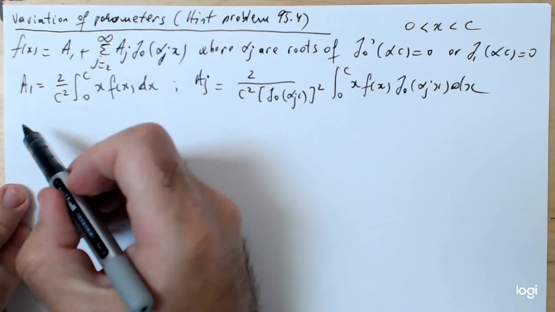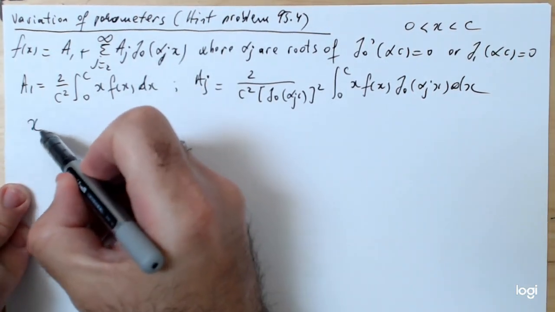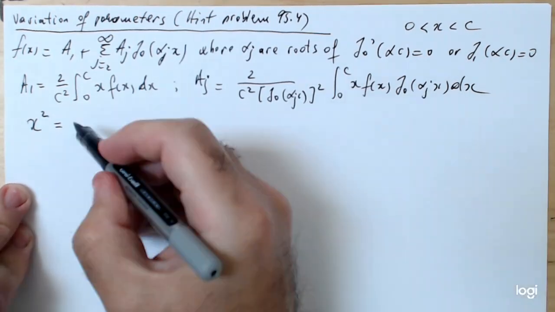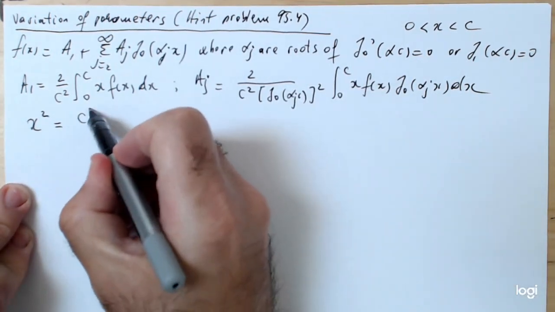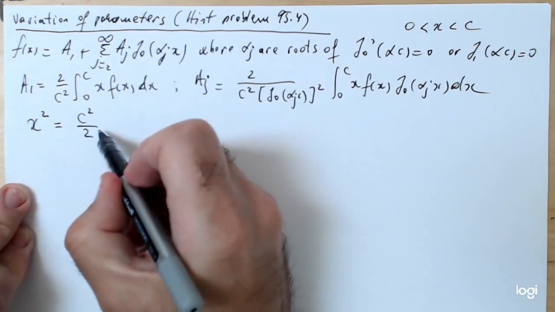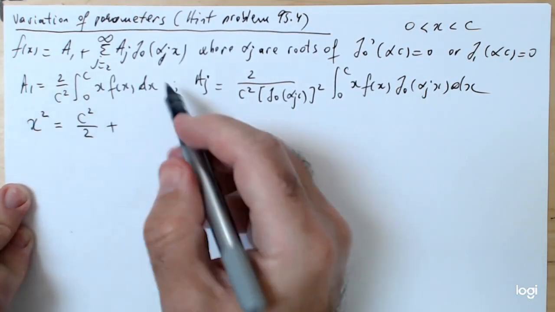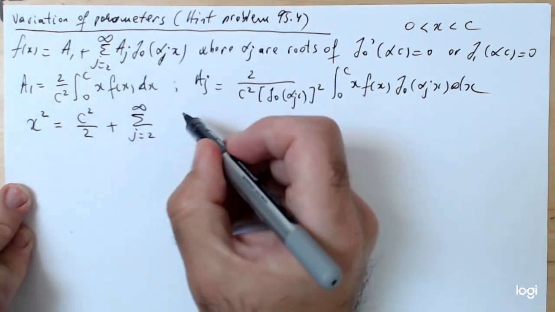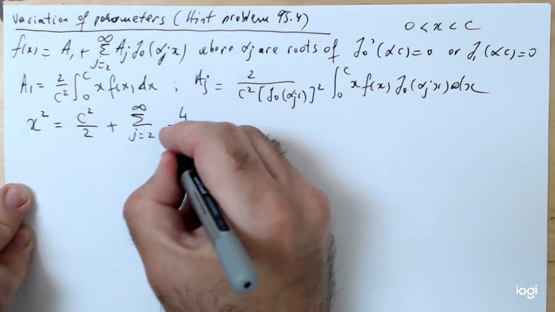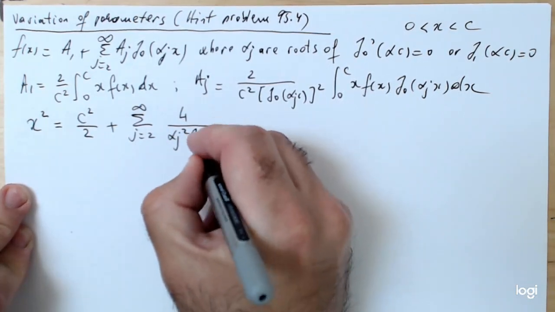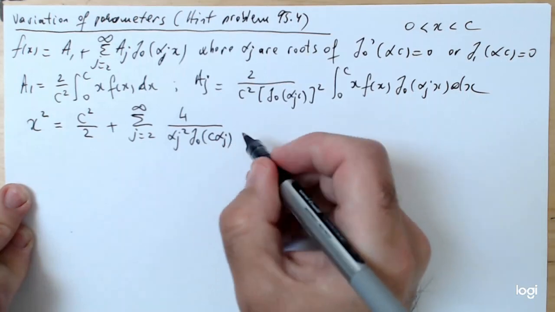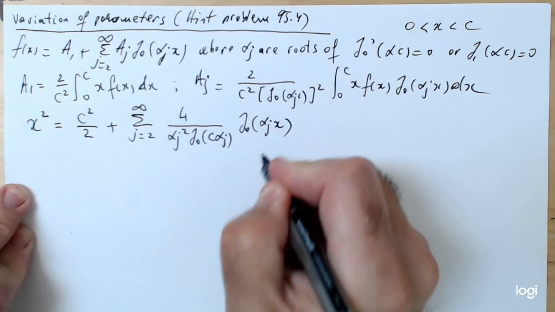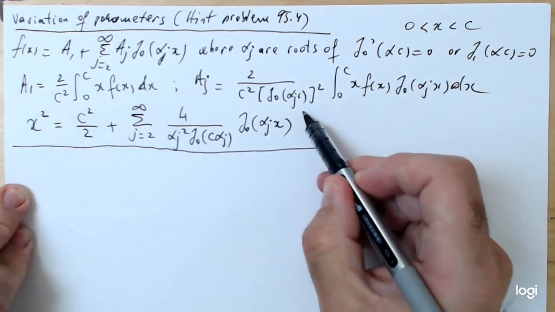Also, to save some time, and we're going to need it in this problem, in some previous lecture, you can take a look if you want to see the details, we showed that with these conditions, the Bessel series for x squared is c squared over 2, so that will be a1, plus the summation from 2 to infinity of 4 over alpha j squared J0 of c alpha j times J0 of alpha j x. So we're going to need this also.